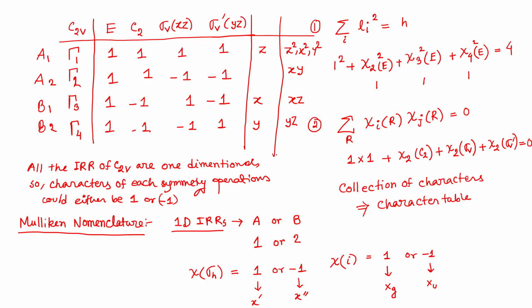And after this character table, at this part you can see the basis functions are there. So first are x, y, z, and then the quadratic basis functions like z square, x square, y square, xy, xz, yz. How they transform, or what their symmetry species is, we can understand from this character table also.